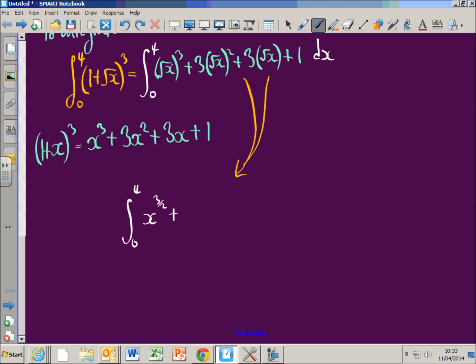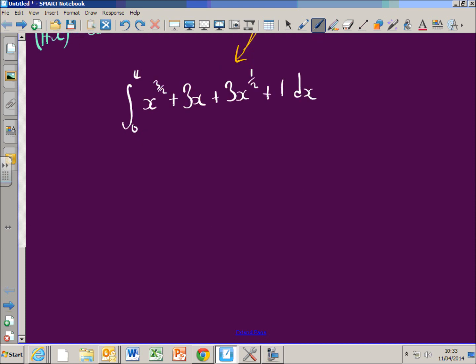Squared? Yeah. Root x squared, isn't it? Okay. But you did it with the indices, yeah? 2 over 2. Okay. So that's just 3x. This one's going to be what? Root x. And then we just got 1 on the end, right? Can I integrate that? Yes, so shall we do it?